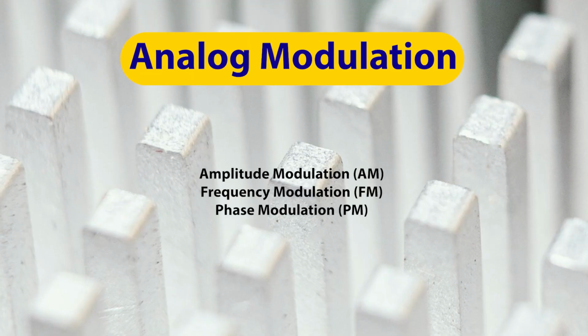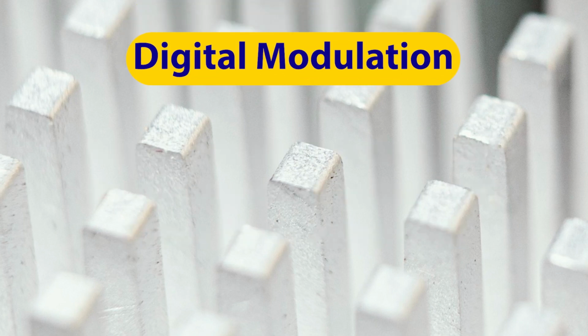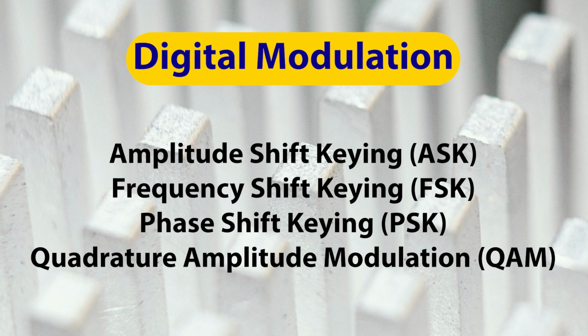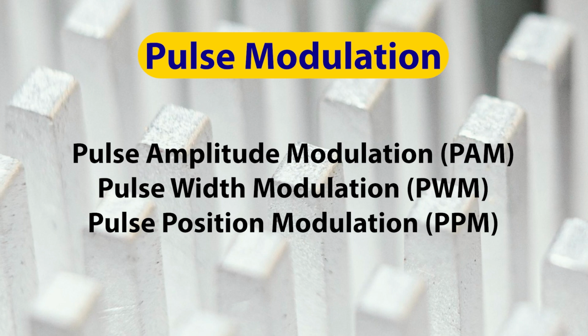Now let us take a snapshot: analog modulation, that is amplitude modulation, frequency modulation, phase modulation. In digital modulation, there are amplitude shift keying, frequency shift keying, quadrature amplitude modulation, and pulse modulation, that is pulse amplitude modulation, pulse width modulation, pulse position modulation. The importance of modulation that we already discussed: the main benefits of these systems are efficient utilization of available bandwidth, reduction of the effect of noise and interference, and enhanced multiplexing, so that signals can be transmitted over the same channel.